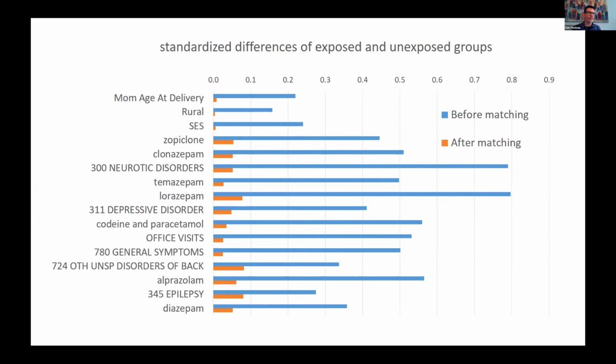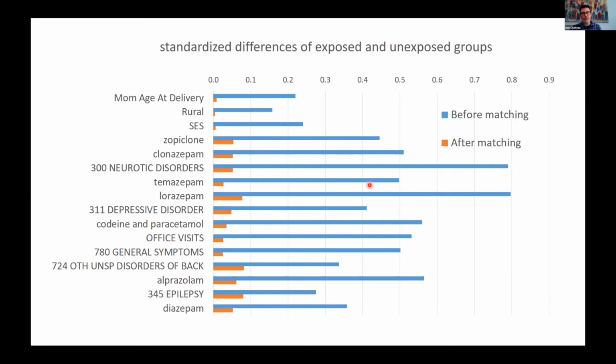Here are standardized differences before and after the match. Remember, it's mining the data to find things that are related to both the exposure and the outcome. And it turns out that things like zopiclone, clonazepam, all the PAMs really, were all related to exposure during pregnancy. This is all prior to conception, all of these variables. They are related to exposure during pregnancy, not surprising. They're also related to the outcome. And then other things such as physician visits for neurotic disorders, physician visits for general symptoms, depressive disorder, disorders of the back, and visits for epilepsy.